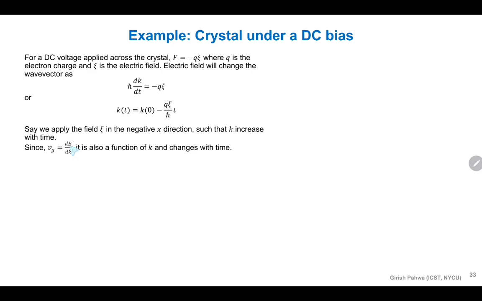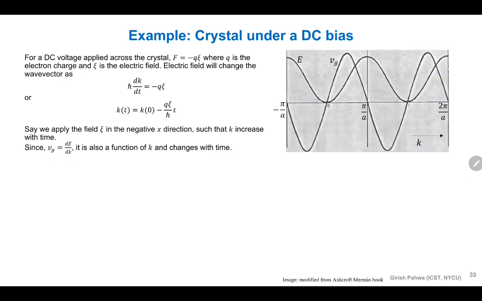Let's look at an actual E versus k diagram, and let's try to plot my velocity. So I'm now drawing my E-k in the repeated zone scheme. So I have a periodic band. This is the first Brillouin zone, but let me extend it to the second also. In general, it's going to be periodic. I'm just focusing on one of the bands. I had several such bands, but let me focus on one band. So I have an E versus k which looks like this, a periodic function of k.